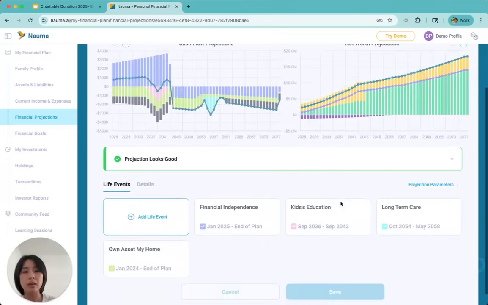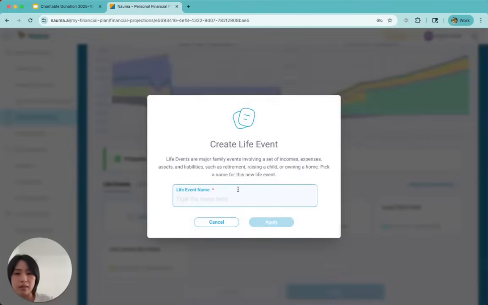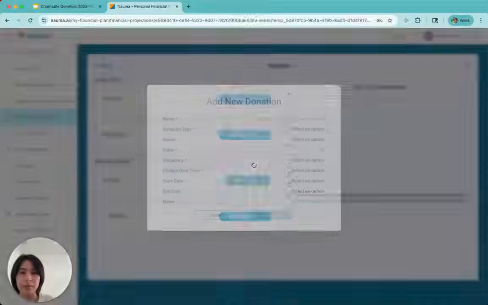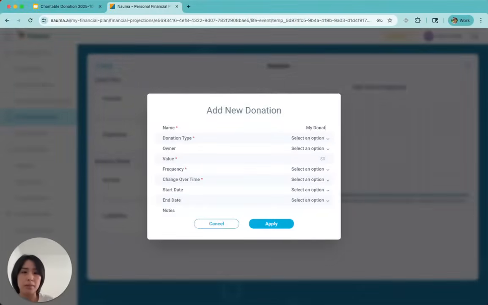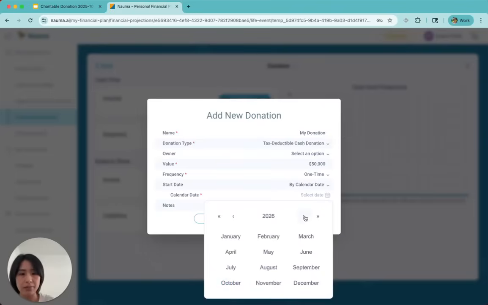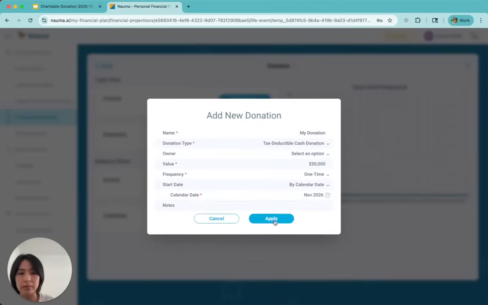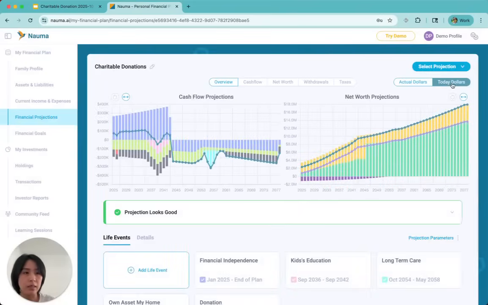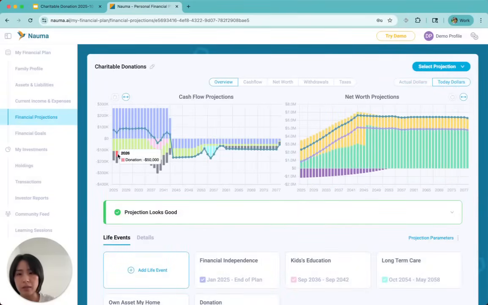Now let's make a charitable donation. To make it easy to see the effect, I'm creating a new life event called donation, and I'm going to add an expense. Donation expense, let's say my donation. And start with cash donation, that's simple, and $50,000. Let's say we only do it one time, and we do it, say, next year, 2026 sometime. So once we apply, we show that that's inflation adjusted. So let's take a look at today's dollar. This small red bar is a donation, that's $50,000.